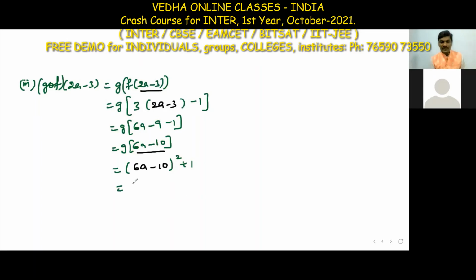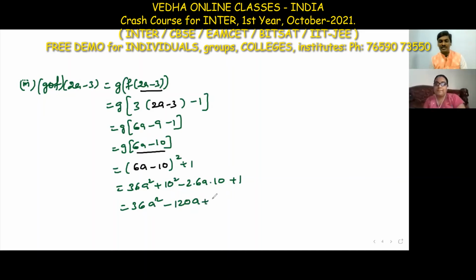Applying it, 6a whole square, that is 36a square, b square, 10 square, and minus 2ab, minus 2 into 6a into 10, plus 1 as usual. So this is 36a square minus 2 6s are 12, 12 into 10, 120a, plus 10 square 100 plus 1, 101. This is the required solution. Understood?